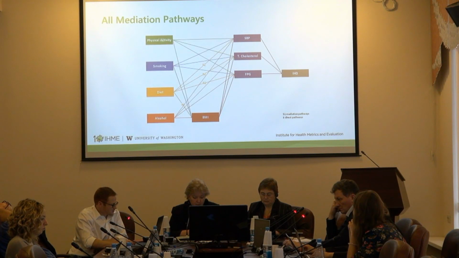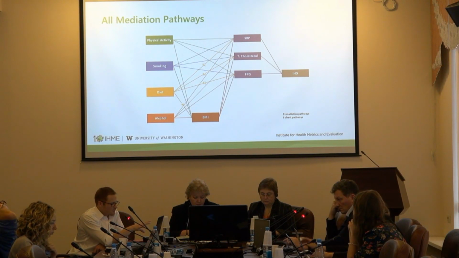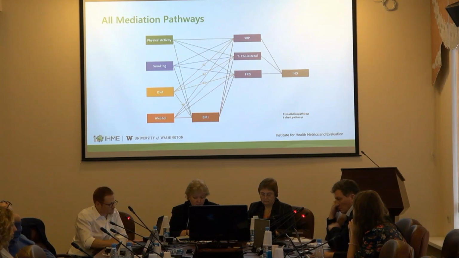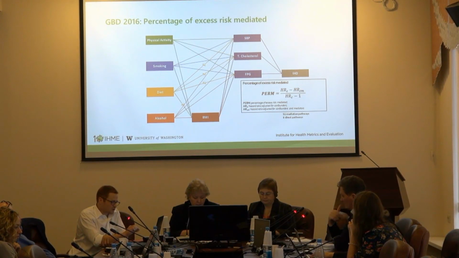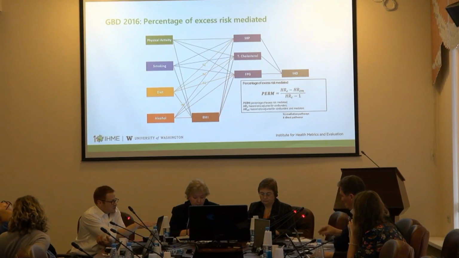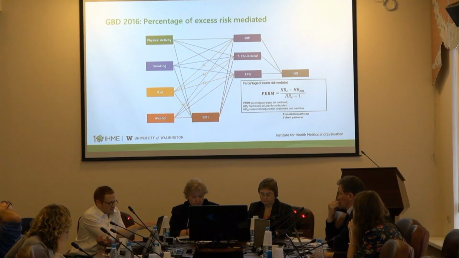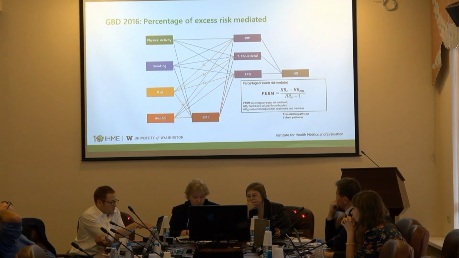What we end up doing in the case of these mediators is we try to understand what all the mediation pathways are, and we develop a matrix of mediation factors. For each mediator, what we want to do is calculate the percentage of the excess risk that's a function of mediation. So what percentage of the excess risk from physical activity is mediated through systolic blood pressure? What percentage is mediated through cholesterol? What percentage is mediated through BMI?